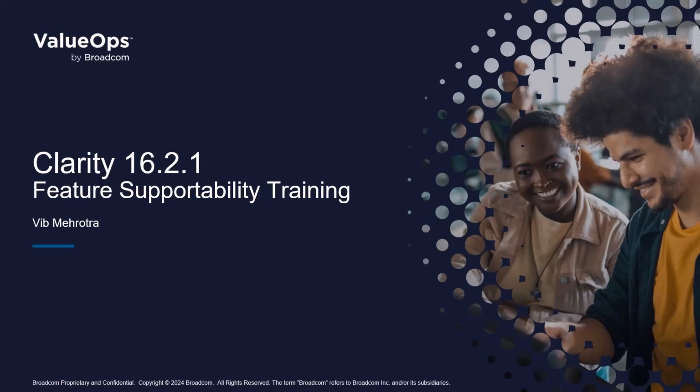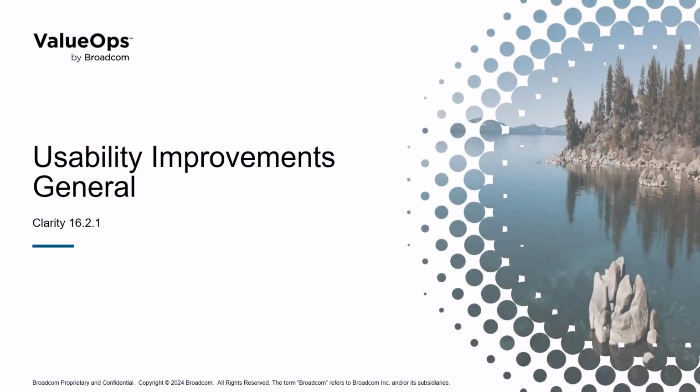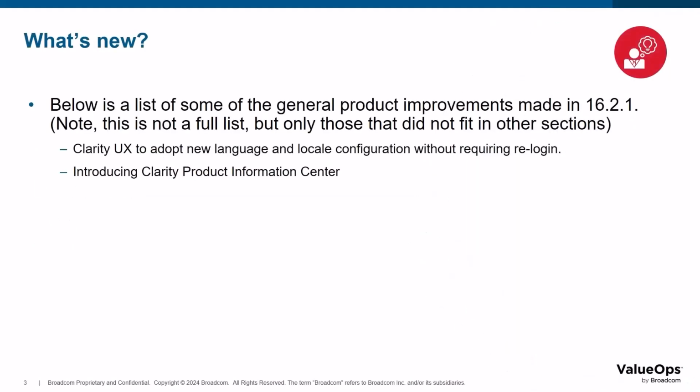I am Vib Mehrotra, and as part of this section, we will be talking about the general usability improvements made to Clarity 16.2.1. As part of this section, we will be only talking about the following two items: the Clarity UX, which will adopt the new language and locale configuration change without requiring the user to re-log in. And second, the introduction of Clarity Product Information Center. Note, in this section, we are only talking about these two features.